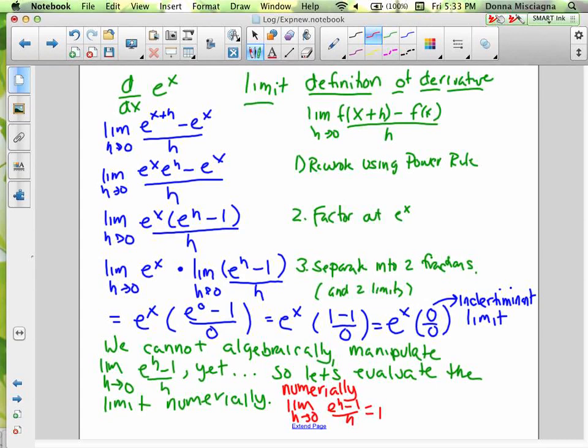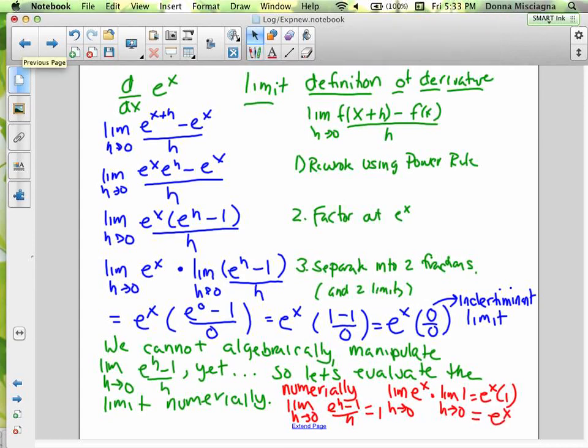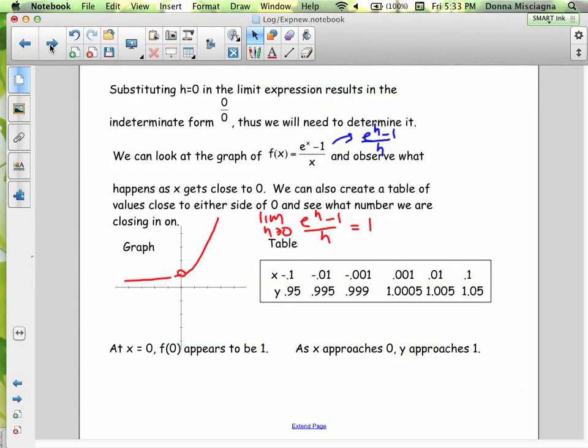So now our limit is the limit of e to the x as h goes to 0 times the limit of 1 as h goes to 0, which is just going to be e to the x times 1, which is e to the x. Well, how about that? We did all that work to get the derivative of e to the x, and we end up with e to the x. Oh, so let's look at the next page.